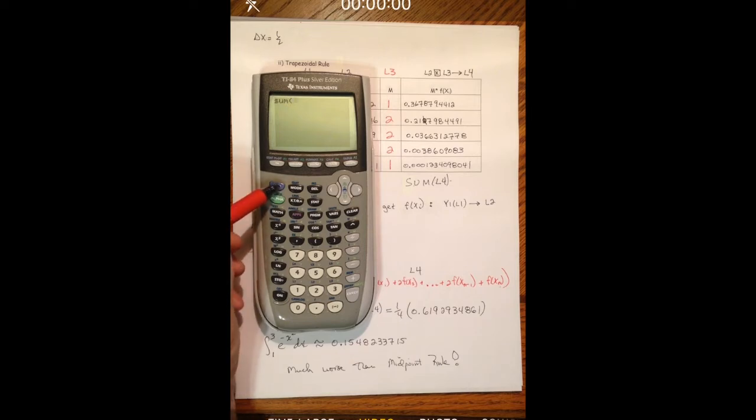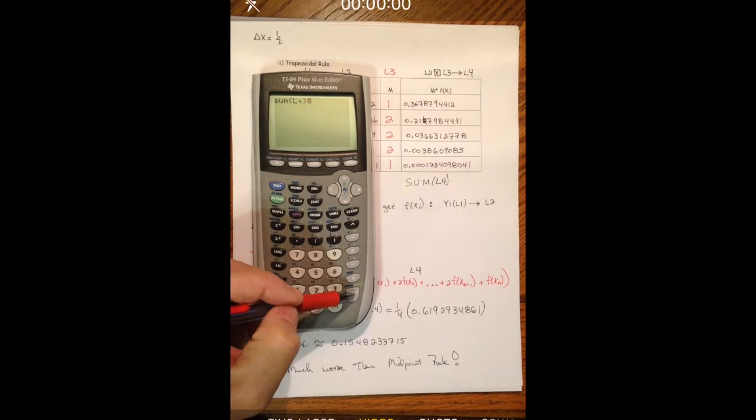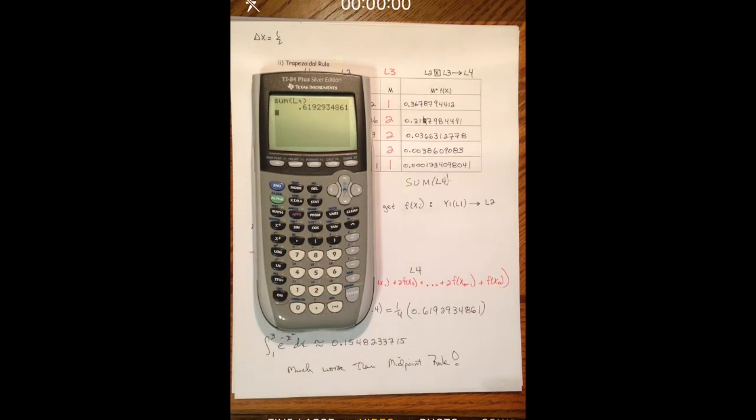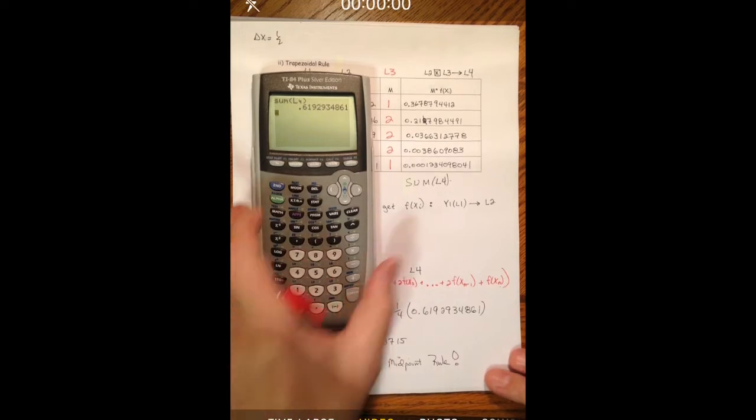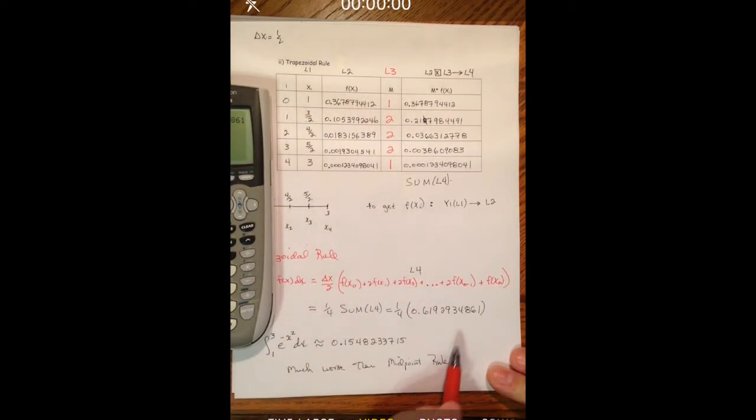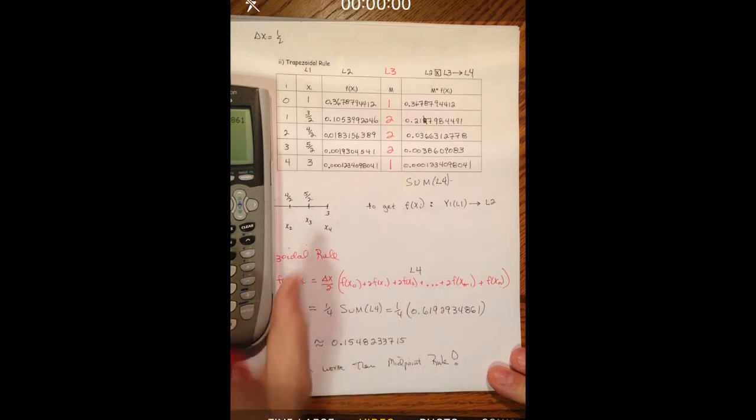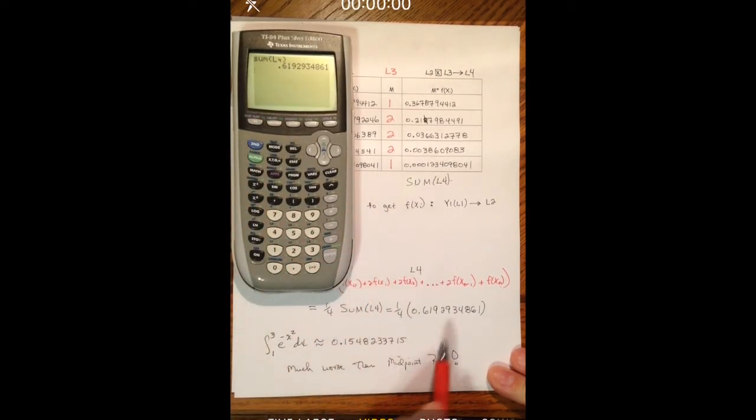Now let's put list 4 in there. So I hit second and the number 4. Close the parentheses and hit enter. Okay, so as you can see down here, that number is going to be right here. That's the 0.619. There's the sum. This is the sum of L4. This value right here, the 0.6192, goes right there.